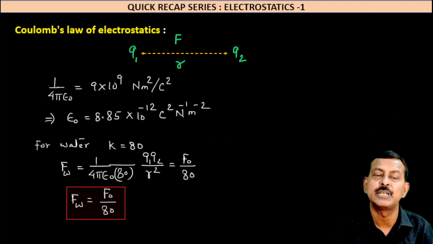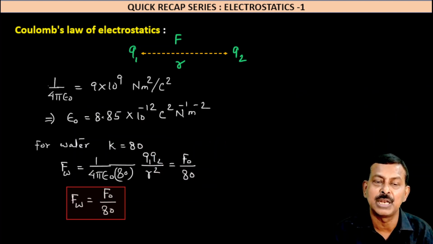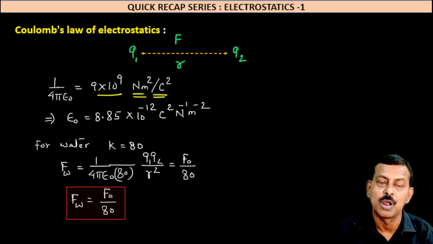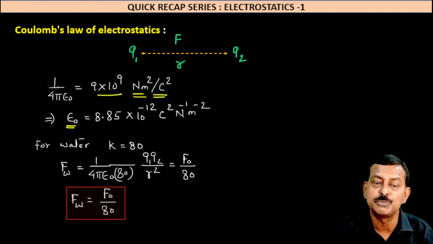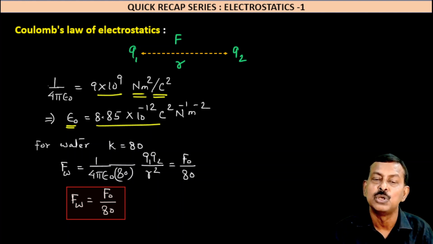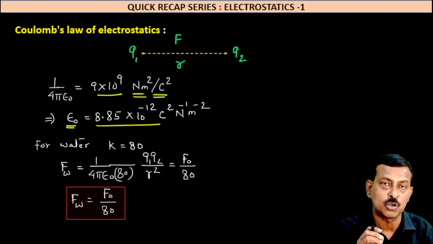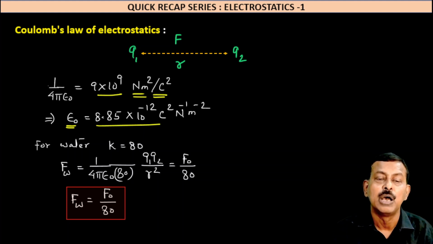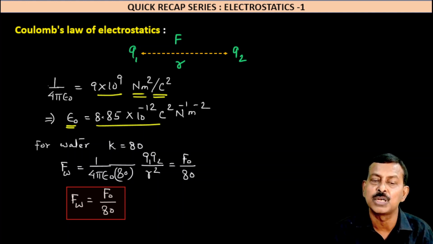Now this particular term, 1 by 4 pi epsilon naught, has a numerical value of 9 into 10 to the power 9 Newton meter square per Coulomb square. And the value of epsilon naught is 8.85 into 10 to the power minus 12 Coulomb square per Newton per meter square. And for the term we have used as dielectric constant, or relative permittivity of the medium, take one example: for water, the dielectric constant is 80.